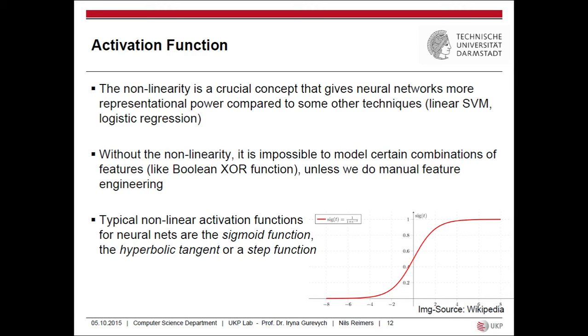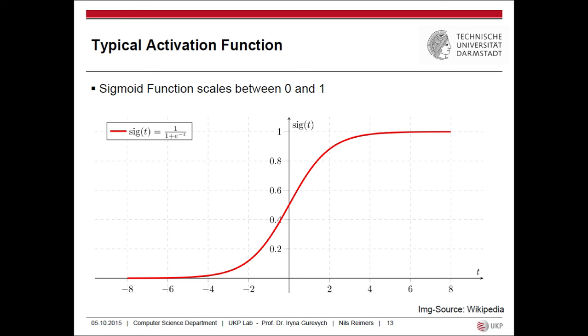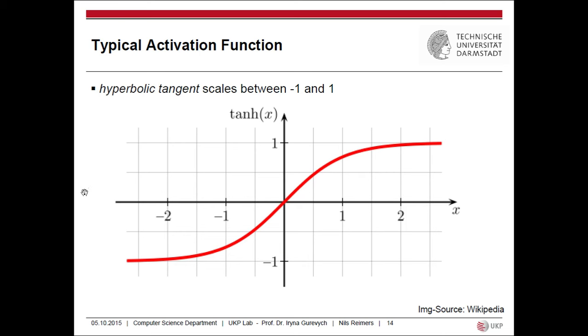So this non-linearity is a crucial concept that gives neural networks more representational power compared to other techniques like linear support vector machines and logistic regression. Typically non-linear functions are the sigmoid function, the hyperbolic tangent function, or the step function. The sigmoid function looks like this. It scales between 0 and 1, so the output of the neuron is between 0 and 1. With a high activation, you get a 1. With a large negative activation, you get a 0. In between, you get some activation between 0 and 1. The hyperbolic tangent looks quite similar, but in contrast, it goes from minus 1 to 1.